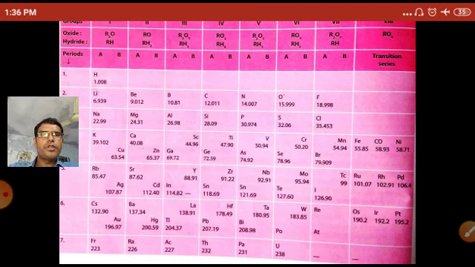So this is all about the classification of the elements, and the different laws given by Dobereiner, Newlands and Mendeleev. They tried to arrange the elements. In the next class we will discuss the modern periodic table and its characteristics.